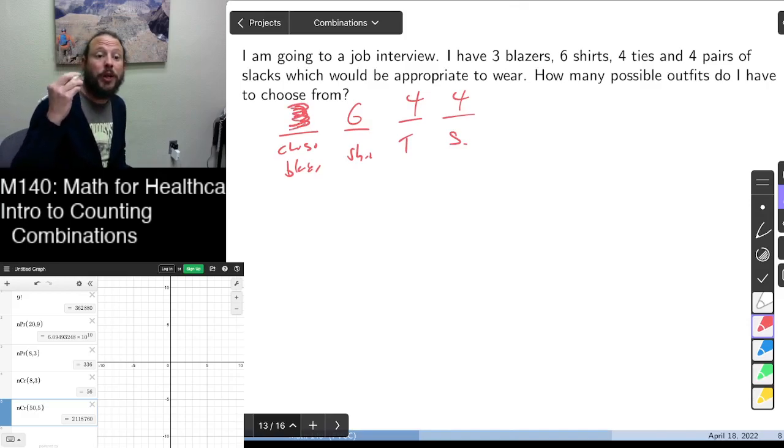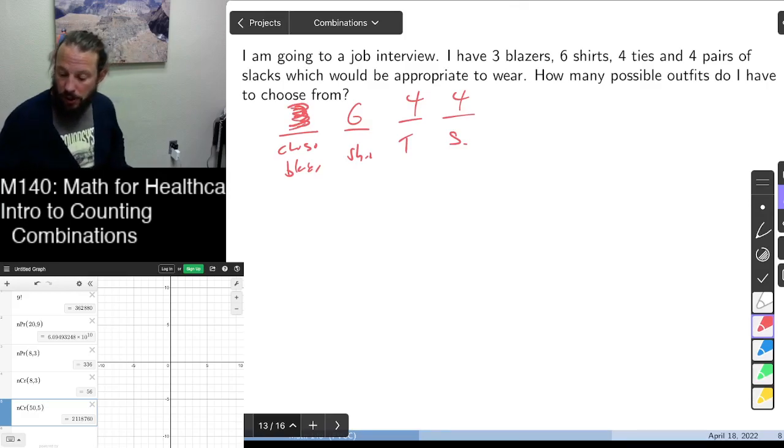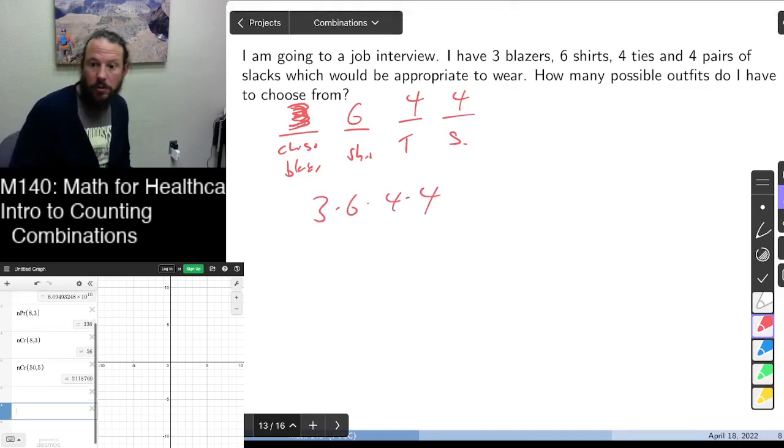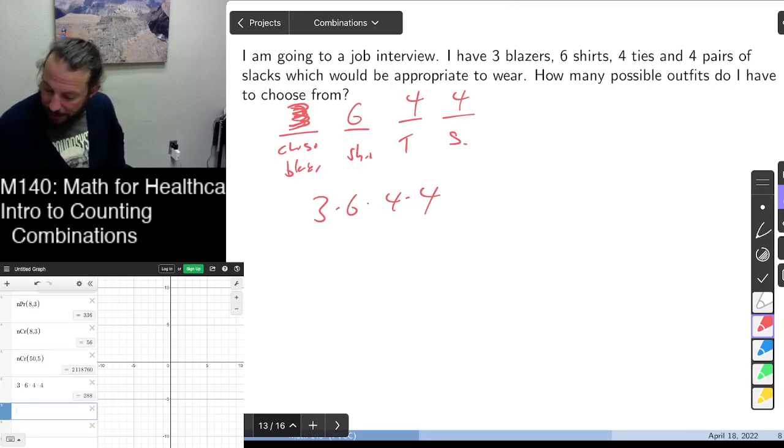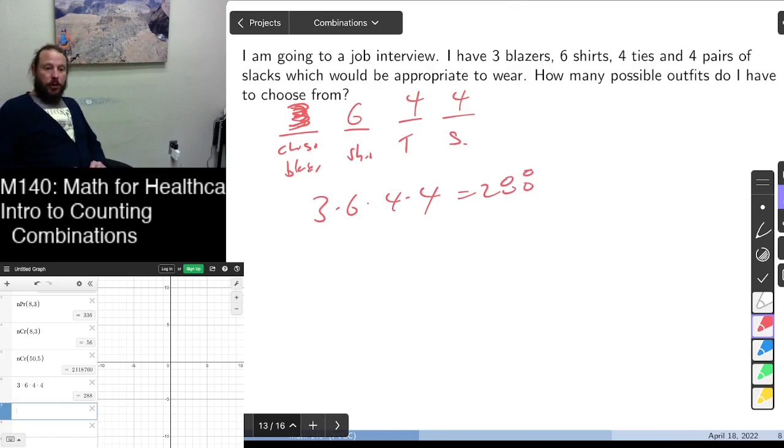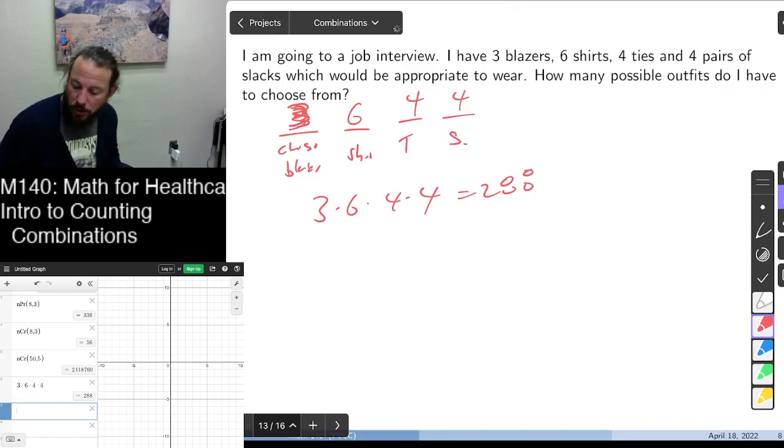That means I use the multiplication principle here. 3 times 6 times 4 times 4. Let's just double check what that is. 3 times 6 times 4 times 4. 288. Now, I put this in here even though it's not a combinations one, because we have to be very careful. We've got to get used to being able to distinguish between using combinations and using permutations. That's a major part here, and so that's why I wanted to slip in one that is not a combination.